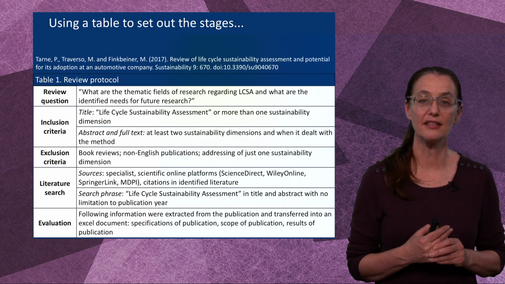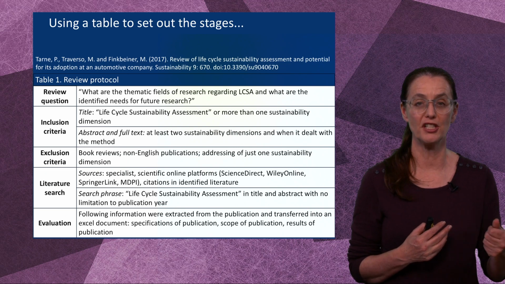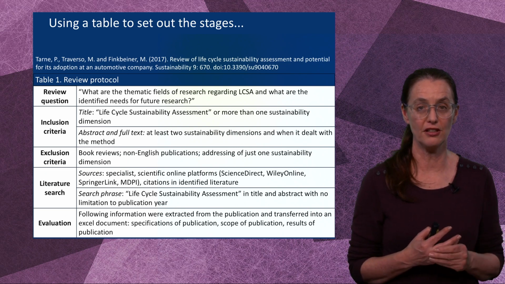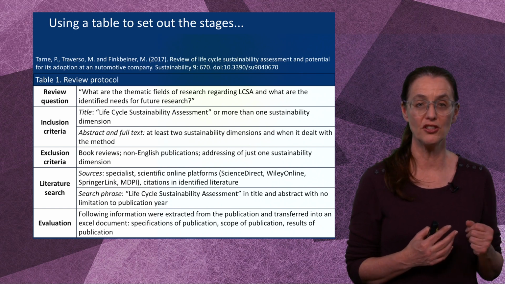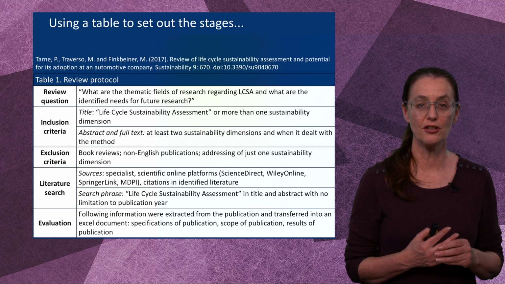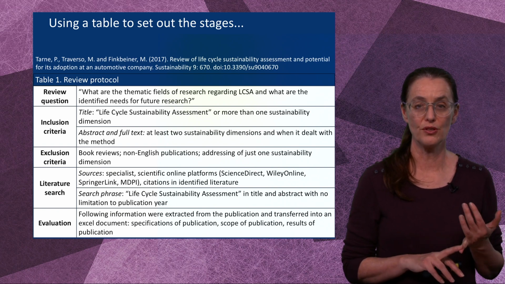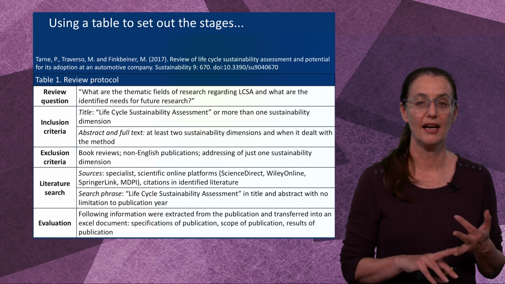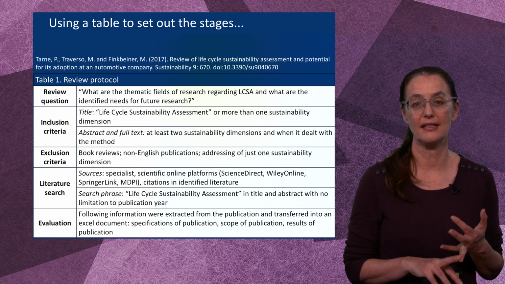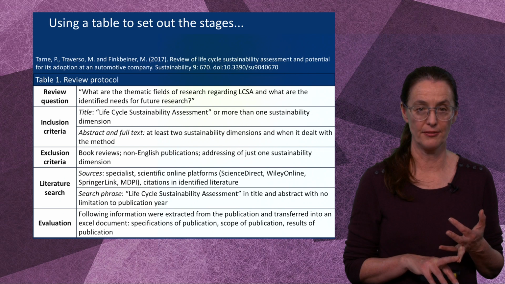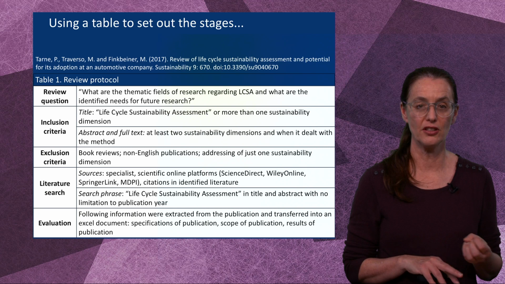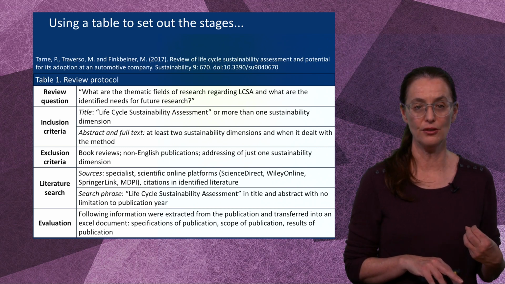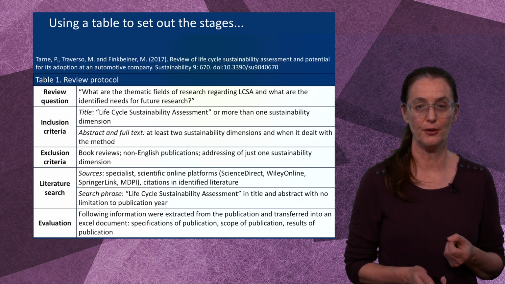Here's another example of how somebody has set out that keyword search, which databases, which keywords, and the criteria for inclusion and exclusion. And here they've said, okay, what's the review question? Then they've gone through the inclusion criteria. So title was one or more of the sustainability dimensions; in the abstract and full text, at least 2 sustainable dimensions were included. Then they had exclusion criteria, book reviews, non-English publications, etc. Then they went through what was the literature they searched and what were the search phrases that they used, and then they talked about how they evaluated them.